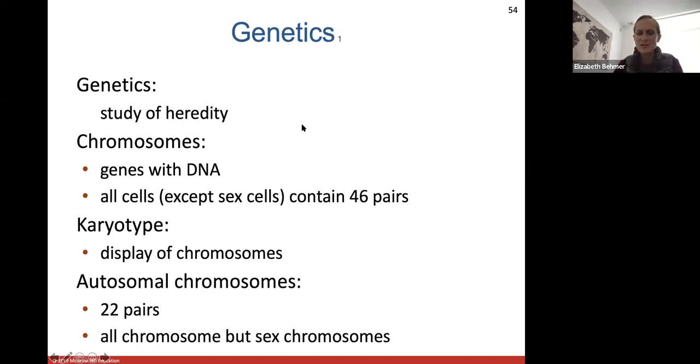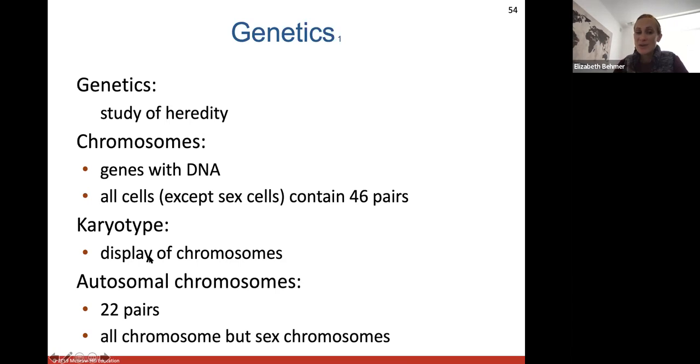So we just have a couple slides to get through on genetics and a little bit of heredity. Genetics itself is the study of heredity, so the ability to pass on your genes to the next generation. Chromosomes are genes with DNA. All cells except your sex cells have 46 pairs of chromosomes. So all of the cells that replicate and divide in the body have 46 pairs. Your sex cells, the egg and the sperm, each have 23 because their goal, or maybe hope one day, is to form a new complete 46.